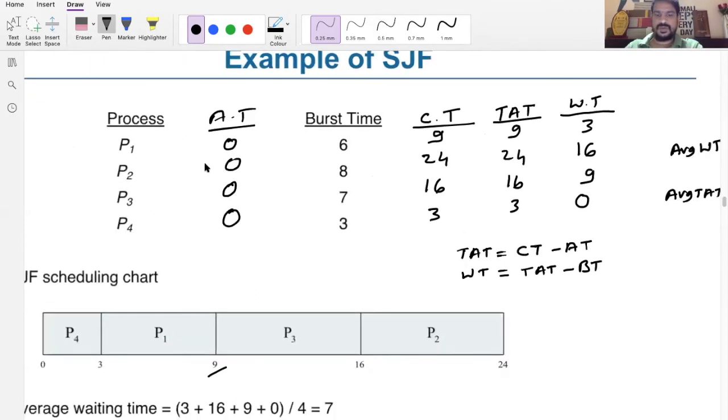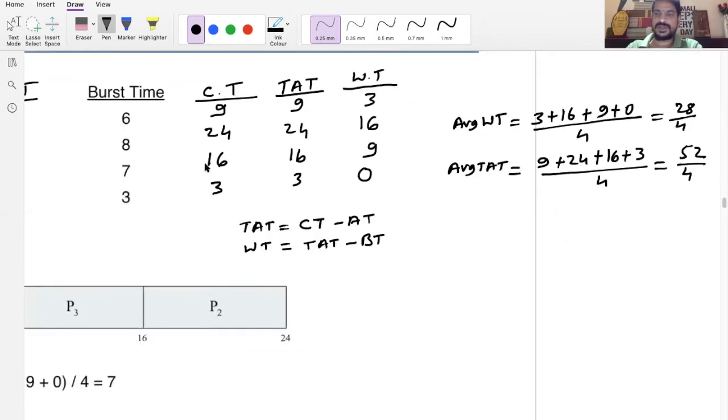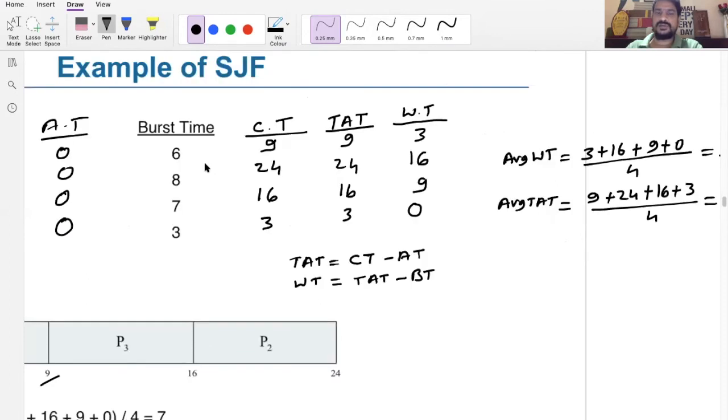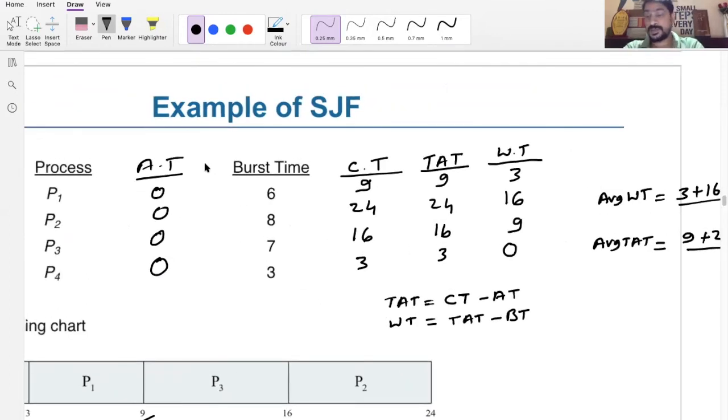Now we always say that the shortest job first type of algorithm cannot be implemented in the real world. So this is not a practical algorithm. It is just a theoretical algorithm.